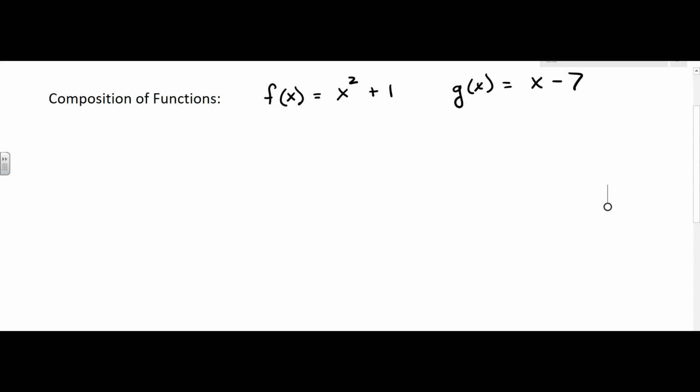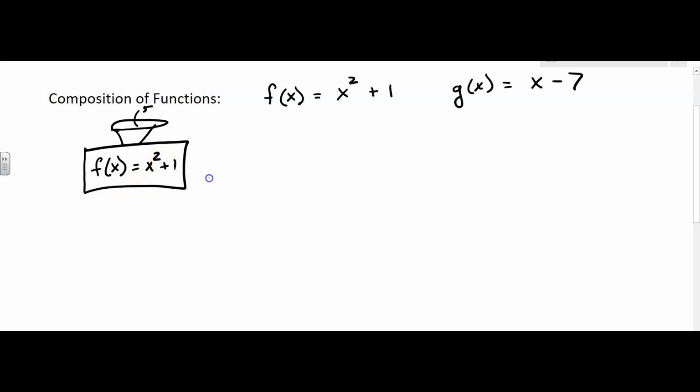All right, so when we're doing composition of functions, what we're doing is we're taking the function of a function, okay? So think of f of x like a box, and you're putting in some value. It doesn't have to be a value, it could be an expression, but let's say you're putting in 5. So you put in the 5, and you get, 5 squared is 25 plus 1. You get out a 26. Okay? That's how functions work. You put something in, you get something out. Okay, and I think we talked about that before.